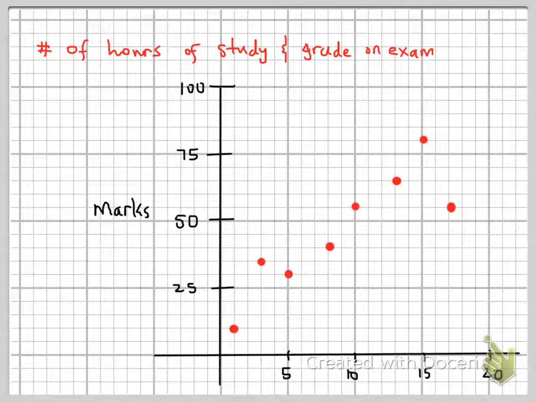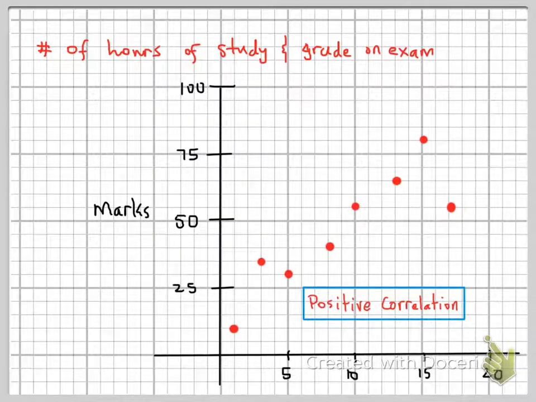And what this means, when the points are rising the more you go to the right, you say that this data set, these two variable data set, are positively correlated. There's a positive correlation between the two variables, number of hours of study and the grade on an exam.